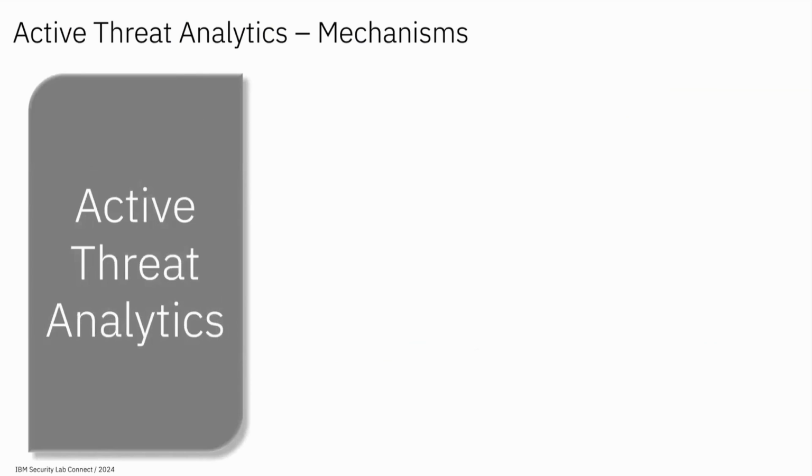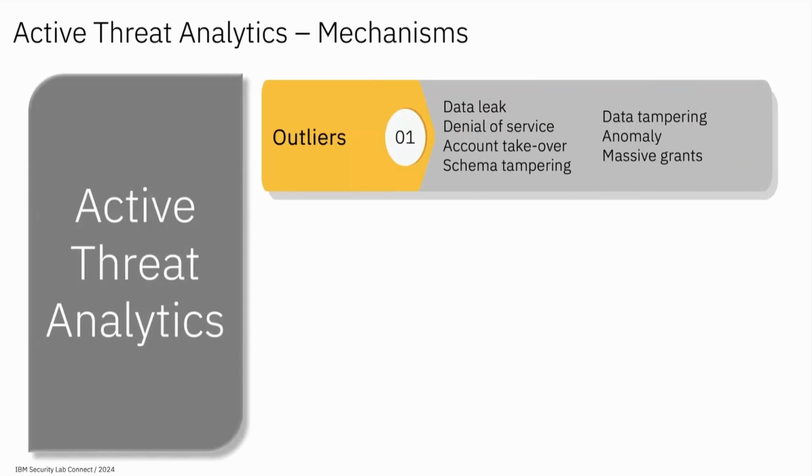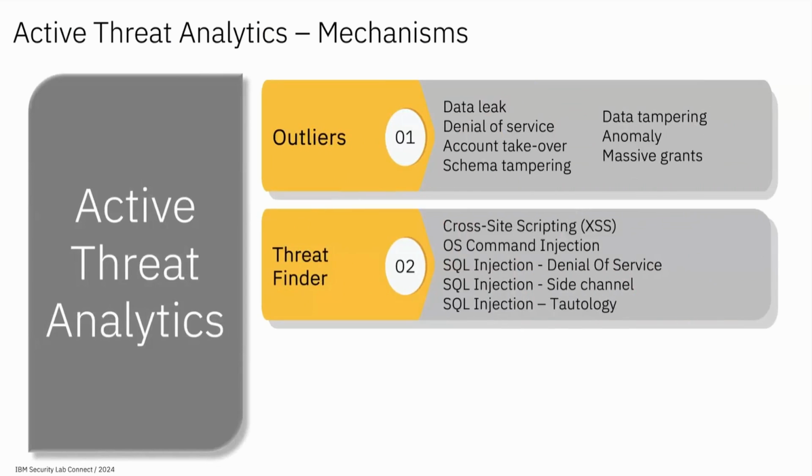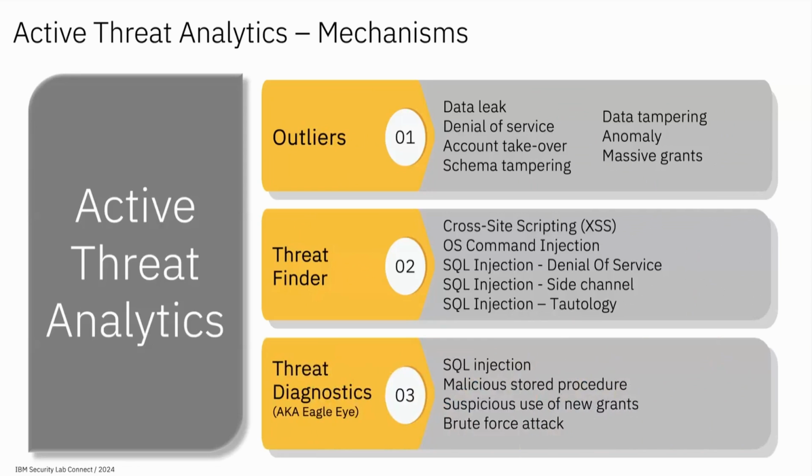Now let's understand our active threat analytics mechanisms. Active threat analytics is based on three mechanisms. We are not just using one, but three mechanisms to detect the threat cases so that we can look at the data from different perspectives, slice it, and find the threat cases so that we can further categorize those cases. The three mechanisms are outliers, threat finder, which is based on policy violations, and threat diagnostics, also known as Eagle Eye. This presentation focuses on ATA, outliers, and threat finder.